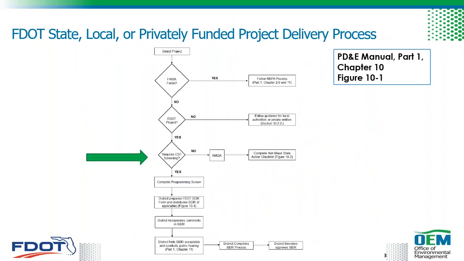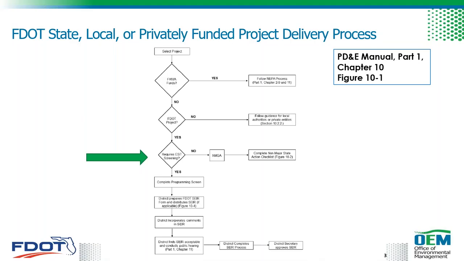And I know this is kind of hard to see, but this flow chart is a visual representation of that process. And we're going to be starting here where the green arrow is for the purposes of this training, since we're going to be going over those state-funded projects only. We're not going to get into the local projects.